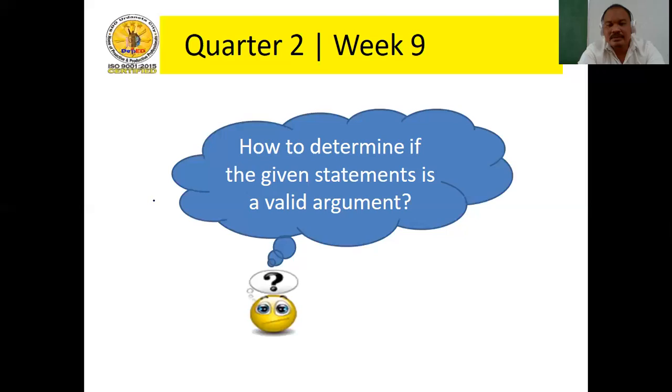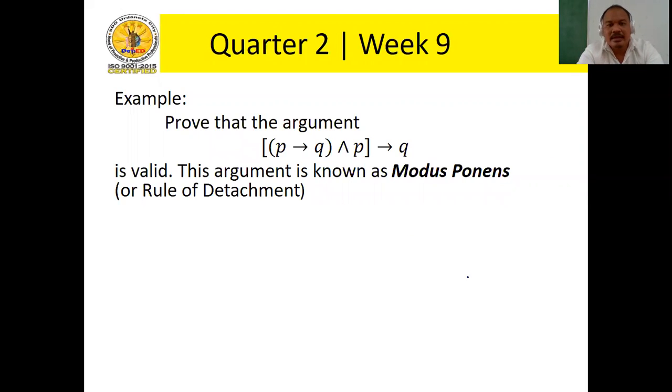Okay, so let us continue. How are we going to determine if the given statement is a valid argument? Let us take this argument. Example: prove that the argument P then Q, and P, implies Q is valid. This argument is known as modus ponens or the rule of detachment.